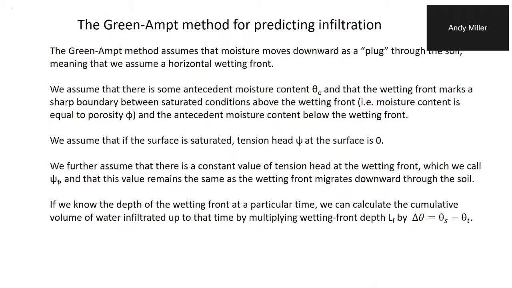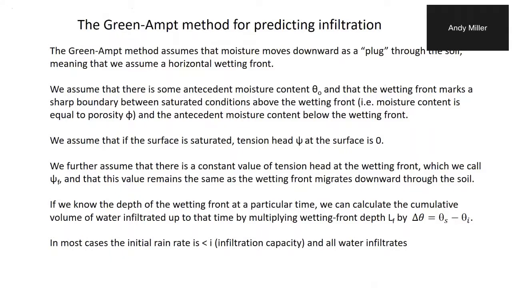So it's going to be L sub F, which is the depth of the wetting front, times delta theta, and that is going to be that amount of water. It's an equivalent depth of water in the soil column. Okay, so if delta theta is 0.3 or 30%, and the depth of the wetting front is 1 meter, then 1 meter times 0.3 is 0.3 meters of water.